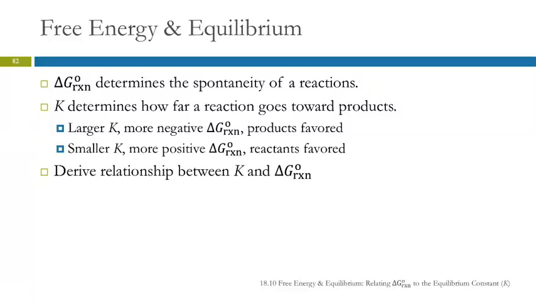So the standard change in free energy determines the spontaneity of a reaction. K, the equilibrium constant, determines how far the reaction goes towards the products. A larger K is going to go more towards the products. A smaller K is going to favor the reactants. If we have a larger K, we'll have a more negative delta G. The products are favored. With a smaller K, we have a more positive delta G. The reactants are favored.